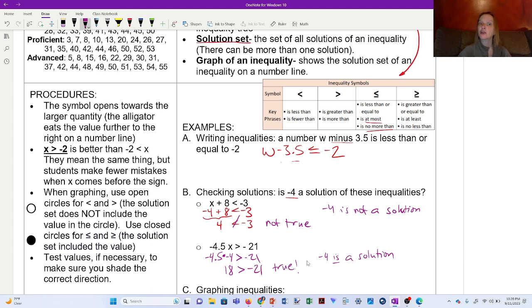We're not learning how to actually solve inequalities yet. We're going to do that in a future lesson. But for right now, we're just learning to check: is a particular number a solution?